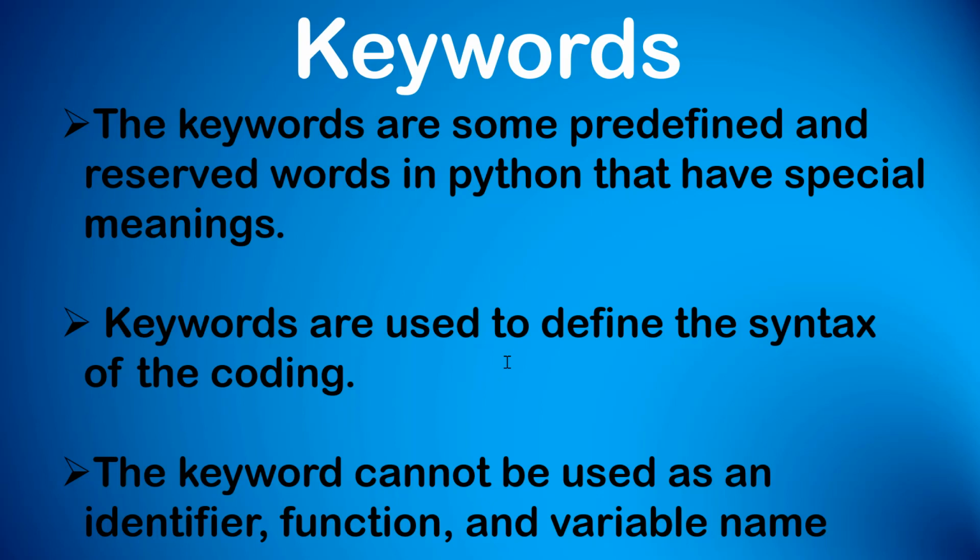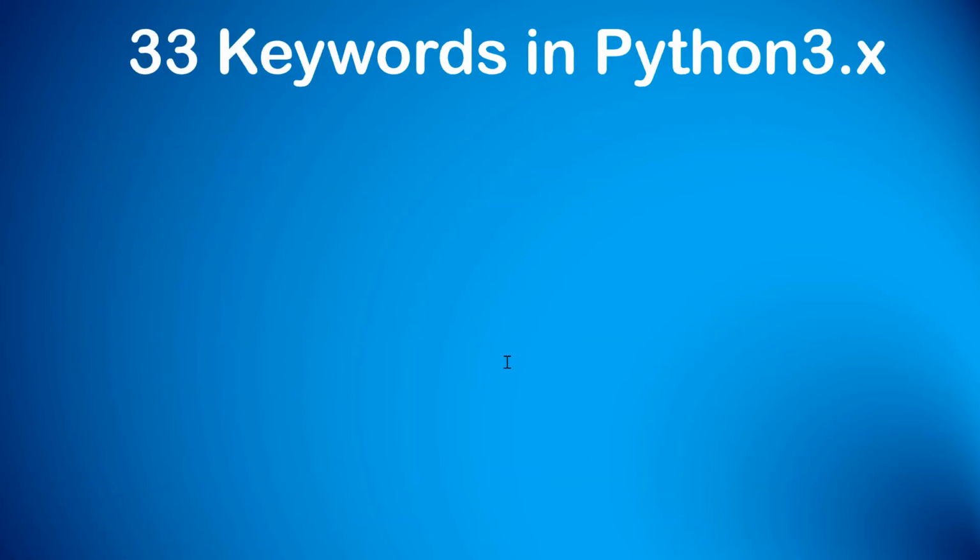syntax of the coding. So the reserved keywords cannot be used as an identifier, a function name or a variable name. Because these are reserved by the programming language itself, we cannot use them as an identifier, we cannot name a function with a reserved keyword, and we cannot use one as a variable name. So here comes the question, what is an identifier?